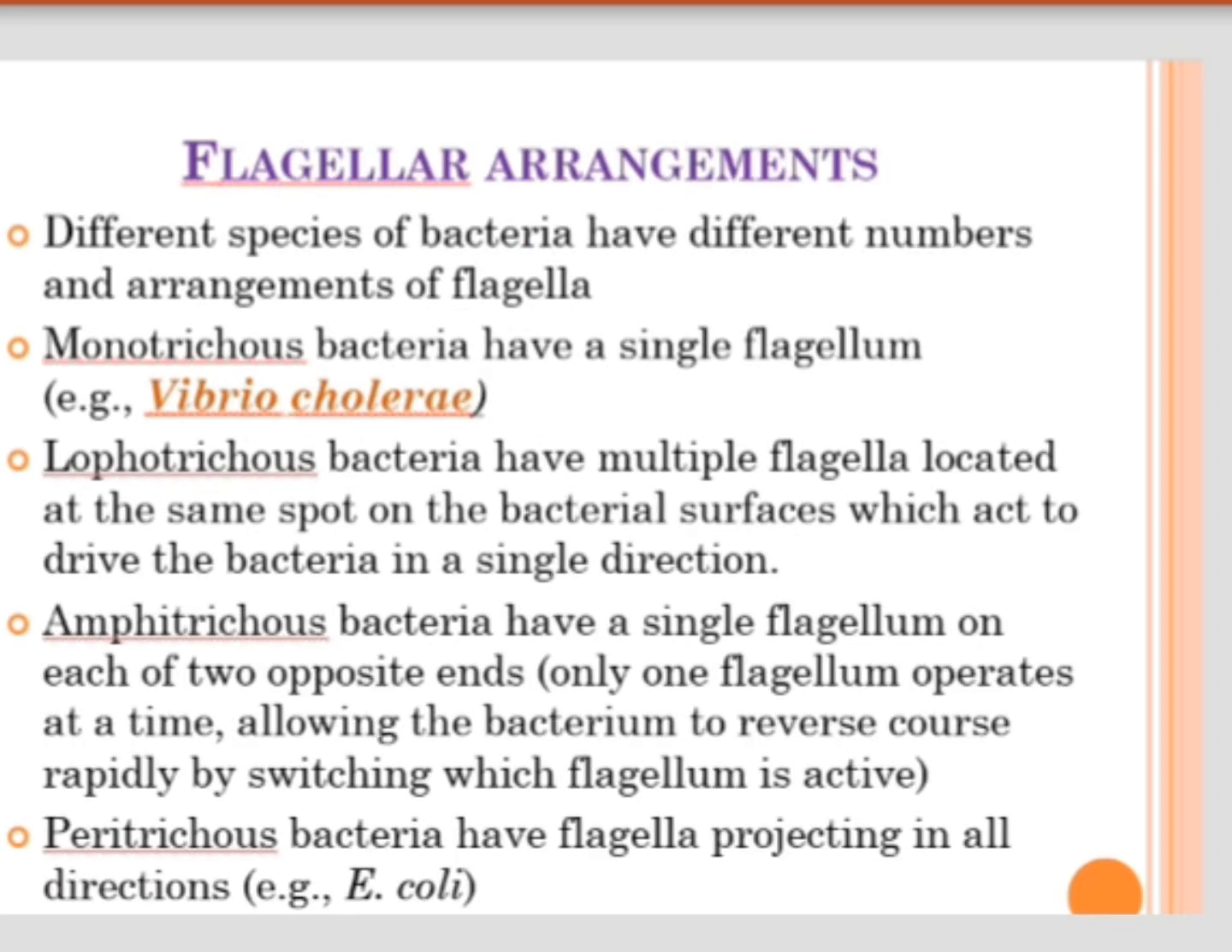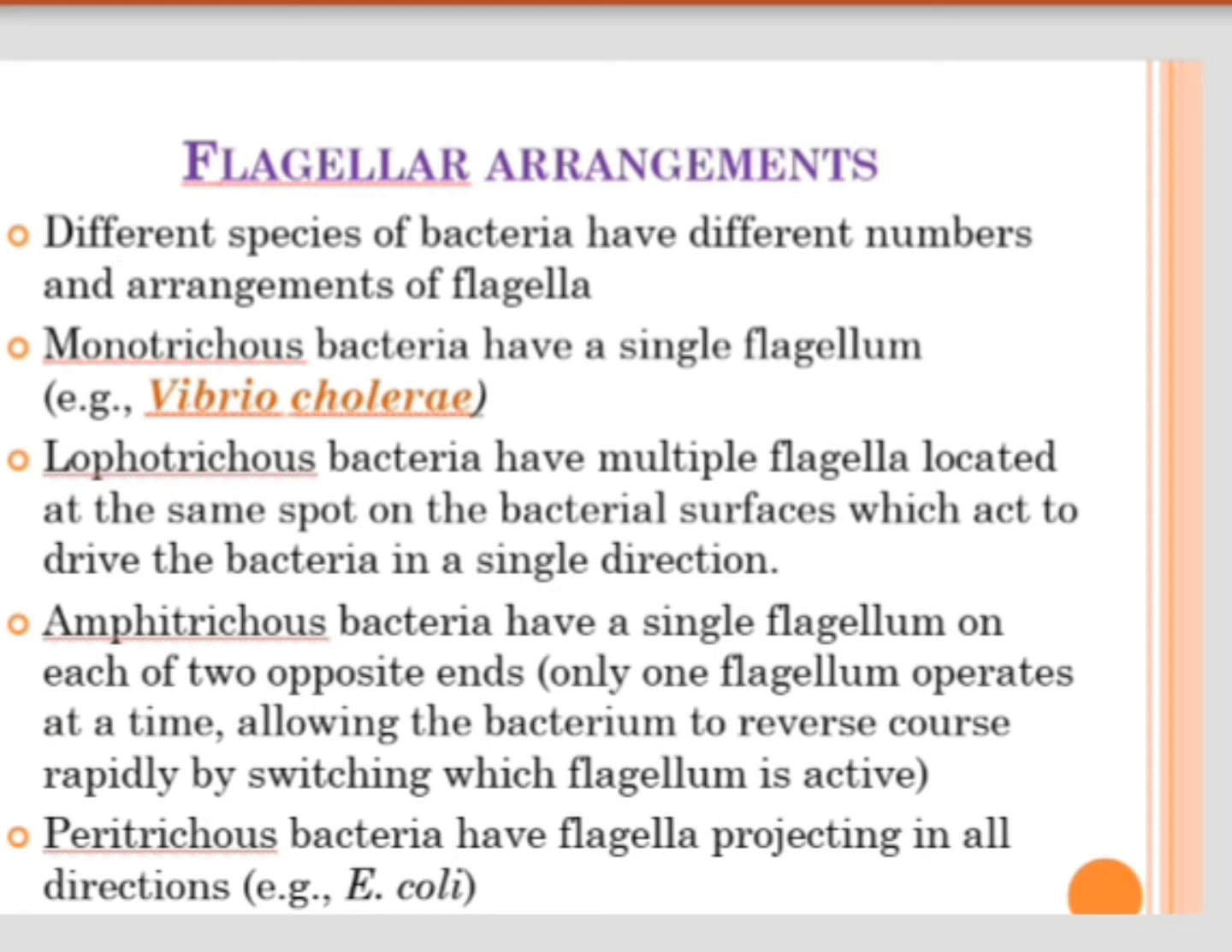Next is flagellar arrangements. Based on the number of flagella present and arrangement of flagella, bacteria can be classified into mainly four different types: monotrichous bacteria, lophotrichous bacteria, amphitrichous bacteria, and peritrichous bacteria. Monotrichous bacteria have only a single flagellum. Lophotrichous bacteria have a bunch of flagella located on one side of their cell. The peculiarity of that bunch of flagella is that they will drive the bacteria in a single direction.